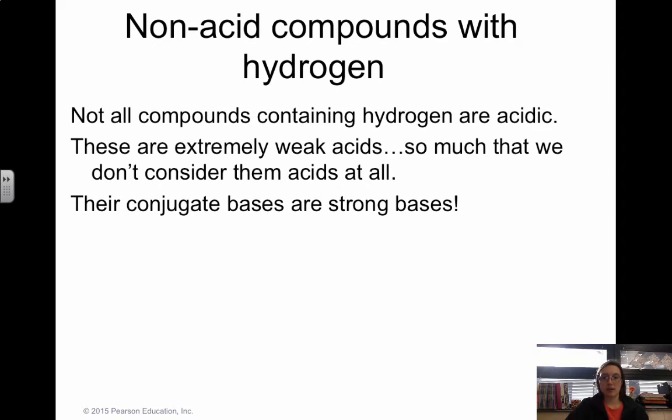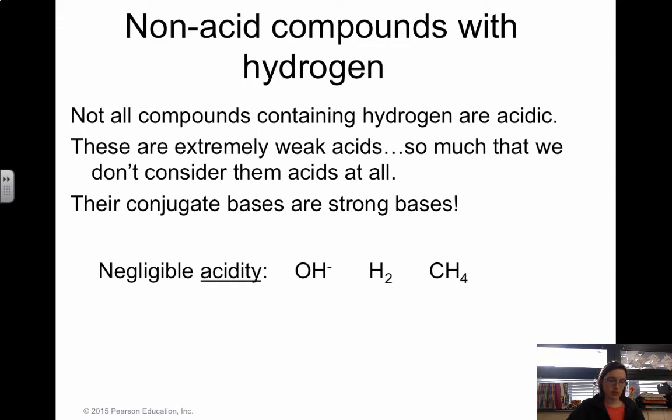So not all compounds that contain hydrogen are acidic. Remember that we have some extremely, extremely weak acids that we don't consider them acids at all. Typically, we see OH minus, H2, and CH4. These have negligible acidity. That means that they're not acidic at all. They're neutral. Their conjugates are actually very strong bases. Oxide ion is a very strong base.